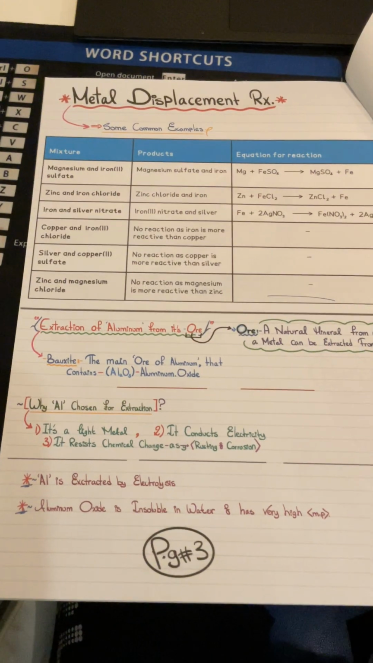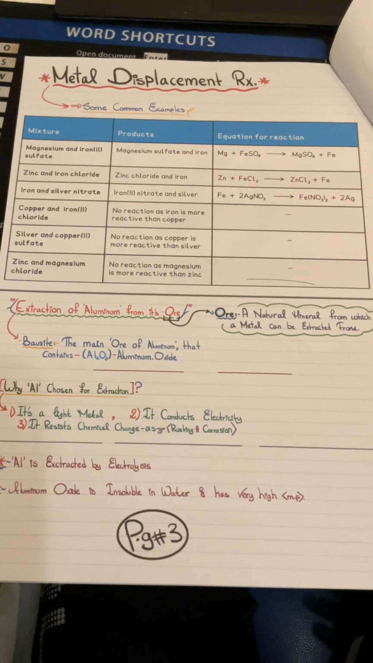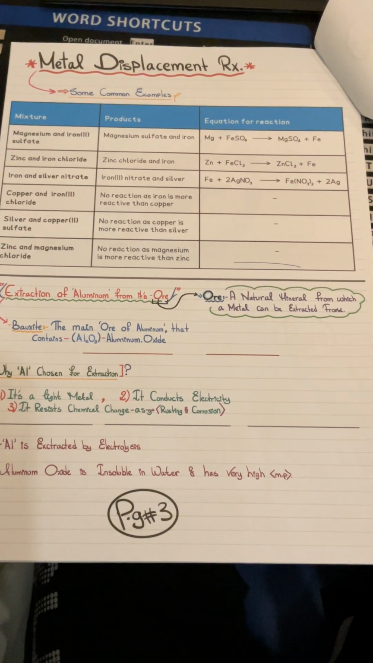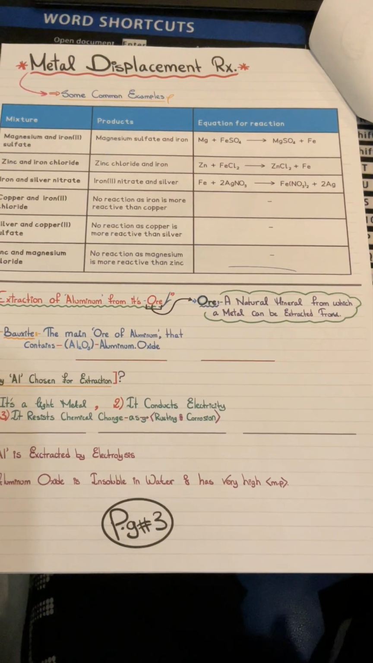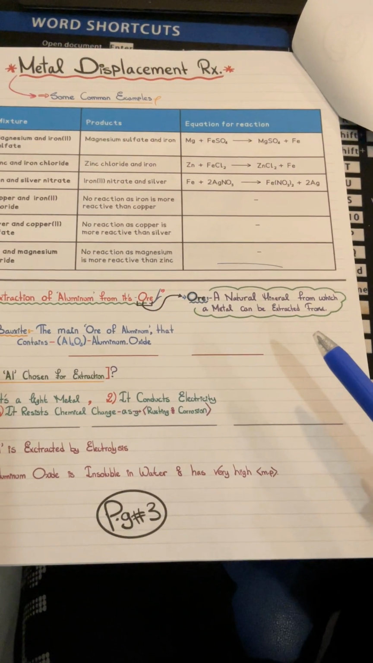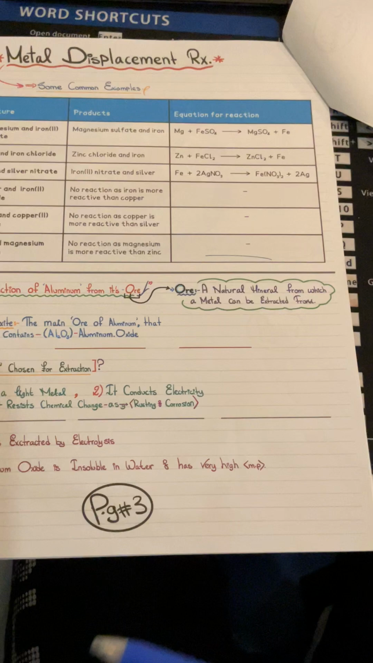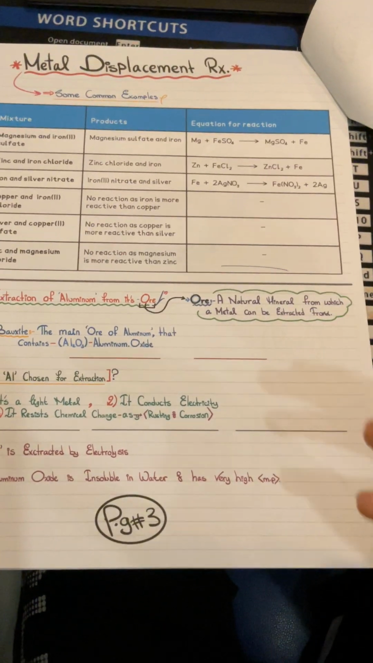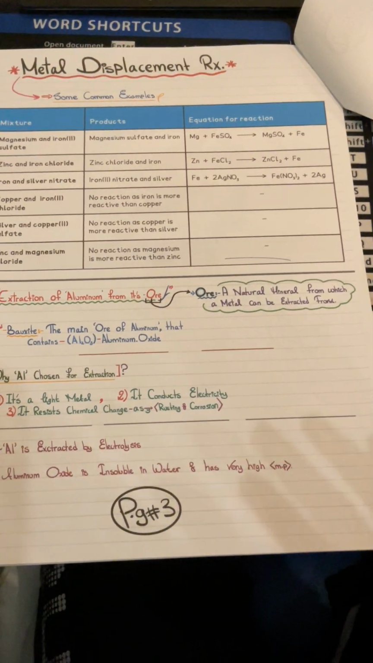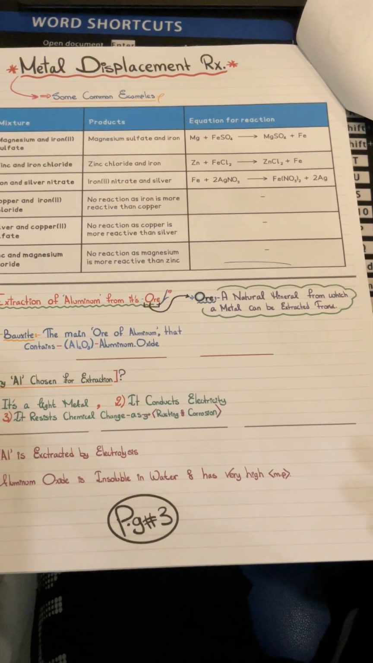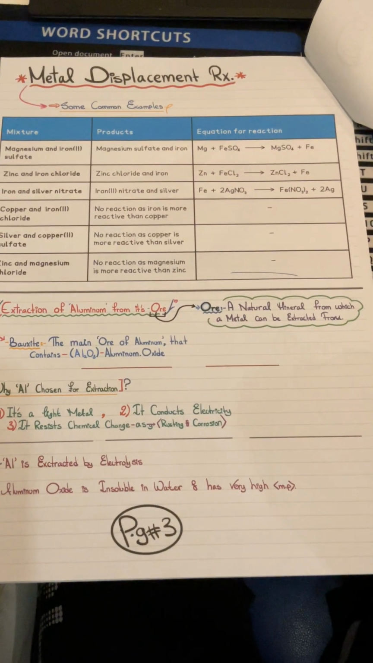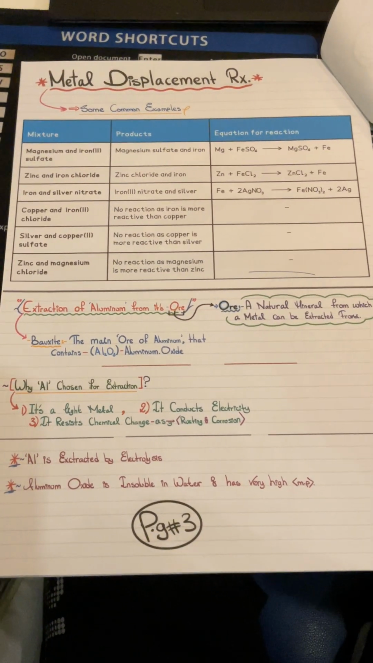Before I jump to the extraction of aluminum from its ore, I want you to understand the key terms that we're using. What is an ore? An ore is a natural mineral from which a metal can be extracted. Any natural mineral from which you can extract a metal, okay? So aluminum has its ore, and any natural mineral from which a metal can be extracted has an ore, okay? So what is the main ore of aluminum?